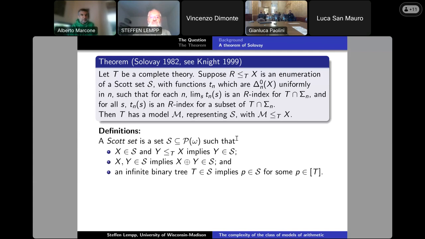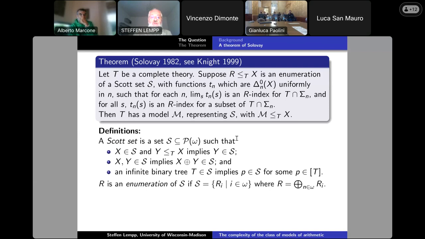A Scott set is a subset of the powerset of omega with three properties. It is closed downward under Turing reducibility. So if X is in S and Y is Turing below X, then Y is also in S. It is closed under join. So X and Y in S implies X join Y in S. And it is closed under taking paths of infinite binary trees. So if you have an infinite binary tree T which is in S, then some path P through the tree must also lie in S. So that's the definition of a Scott set. I'm sure most of you have seen this before.